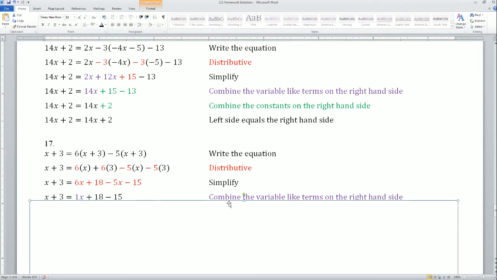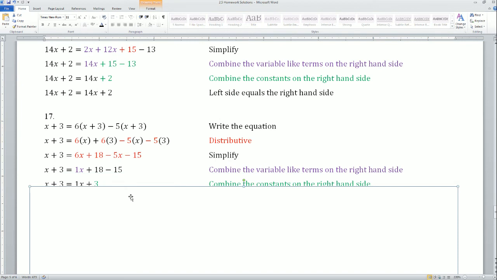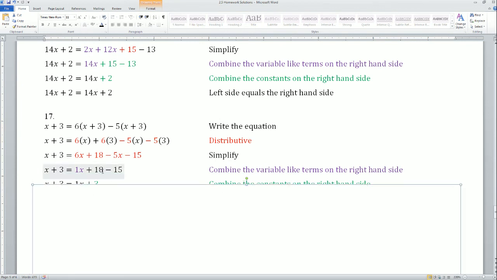Okay. Alright, you simplify. 6 times x is 6x. 6 times 3 is 18. -5 times x is -5x. -5 times 3 is -15. Combine the variable like terms on the right hand side. That's how you go. 18 minus 15, that's how you get your 3. You're combining the constants on the right hand side.